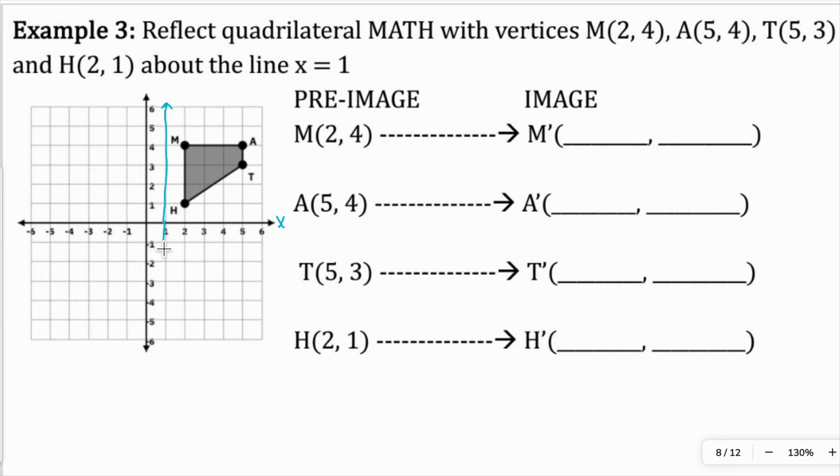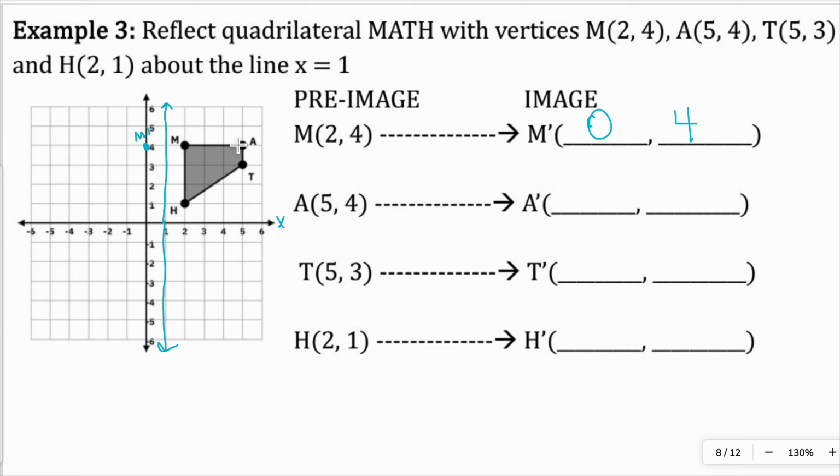So now instead of this being a reflection across the y or the x-axis, it's now across a point on the x-axis. Because x is equal to 1, now I'm just counting how far away each letter is from that line of reflection. Letter M is 1 step away from the line of reflection, so I would be 1 step away on the other side. So M prime is 0, 4. Notice that my 2 changed to a 0.